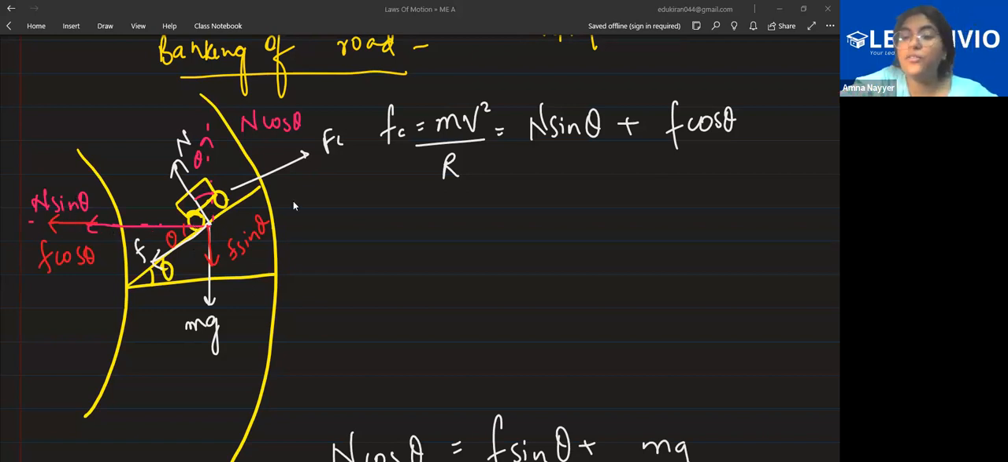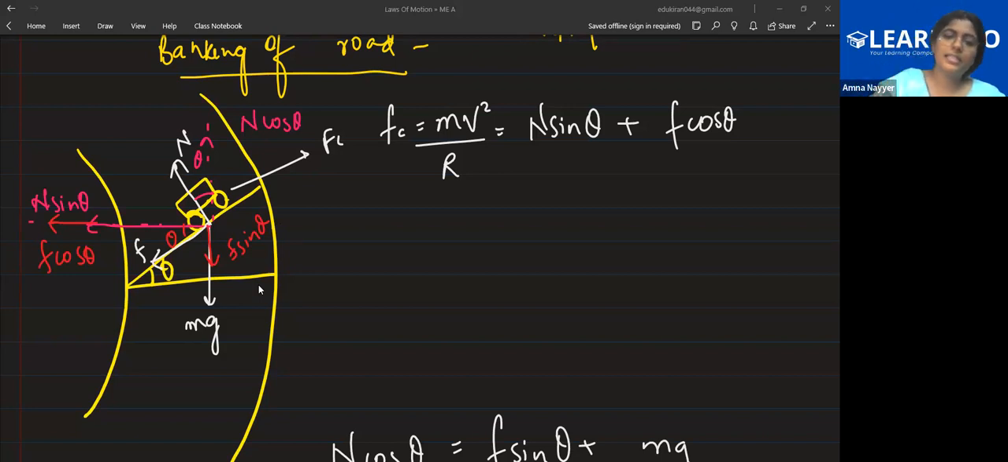Likewise, the frictional force is also along the plane. So if the frictional force is along the plane, then we have to resolve it too. It is F cos theta here and F sine theta down. All right, this is how we have to resolve. Resolution of vectors is important. Then we'll go on to the next step.